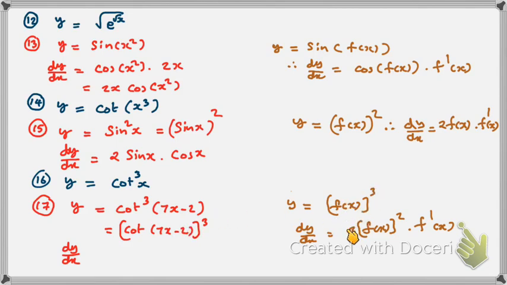So f of x the whole cubed is 3 times f of x the whole square into f dash of x. So something whole cubed is going to be 3 times cot of 7x minus 2 the whole square into the inside derivative. And what's the inside derivative? Cot x is minus cosec square x. But it's cot of f of x, which will be minus cosec square of f of x, which is 7x minus 2, into still I have an f dash of x. 7x minus 2 derivative is 7.